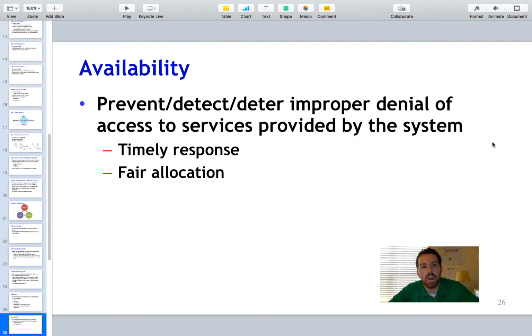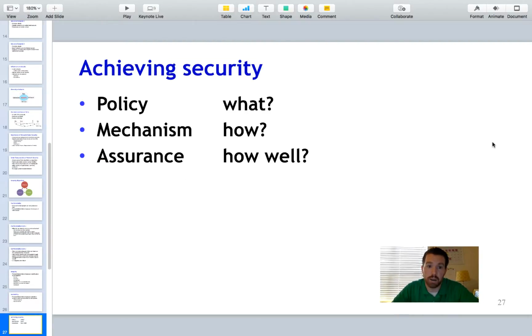Keep that in mind. Availability: prevent and detect improper denial of access to services provided by the system. Timely response, fair allocation. You've got to keep your services up and running. You've got to keep your people involved. They need to be able to access these websites. They need to be able to access our services, or we lose money. So it's a tricky thing, trying to keep that stuff confidential, trying to keep the integrity of it secure, but also trying to keep it available for your users. There has to be a delicate balance, so keep that in mind.